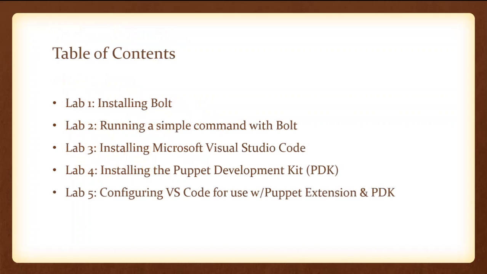We've got Lab 1, which is installing Bolt. Lab 2, running a simple command with Bolt. Lab 3 is installing Microsoft Visual Studio Code. Lab 4 is installing the Puppet Development Kit, or PDK. And Lab 5 is configuring VS Code for use with the Puppet extension and Puppet PDK.